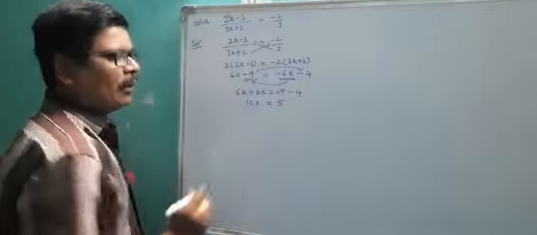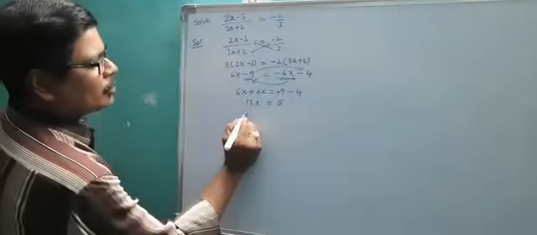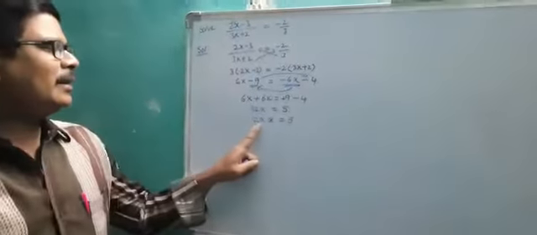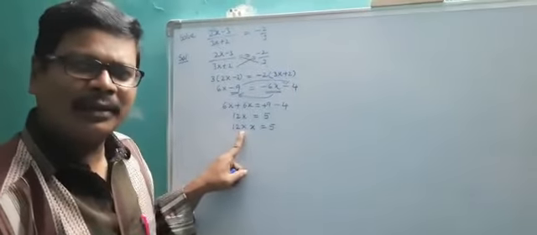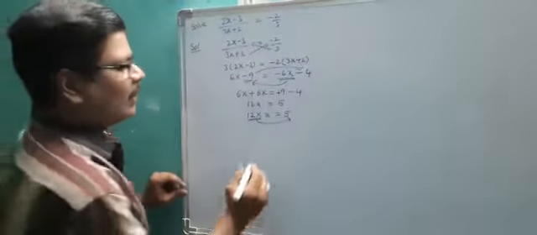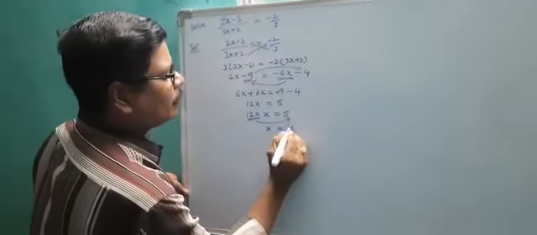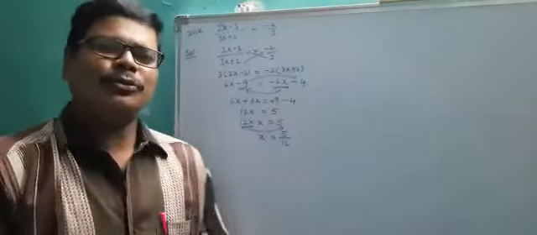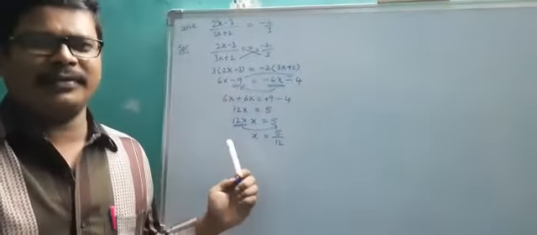So here 12x means 12 into x is equal to 5. That means the operation here is product. This product operation, after transposition, becomes division. That means x equals 5 by 12. 5 by 12 is the solution of the given linear equation.